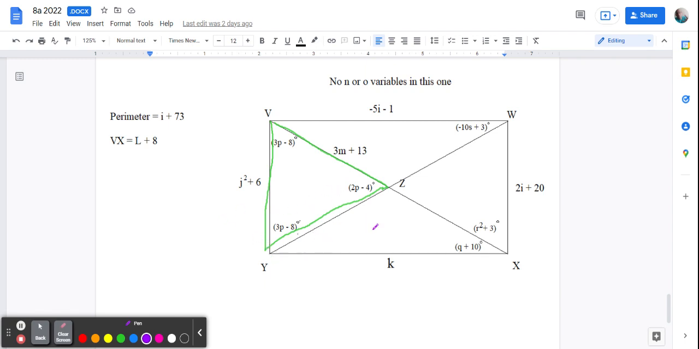Next, because the diagonals are all congruent to each other, whatever this angle is is going to equal this. So you find P, you'll plug it in and set that number equal to r squared plus 3. We also know that this whole thing is 90 degrees. So subtract this angle from 90 and set that number equal to Q plus 10. We could also set that number to negative 10s plus 3.